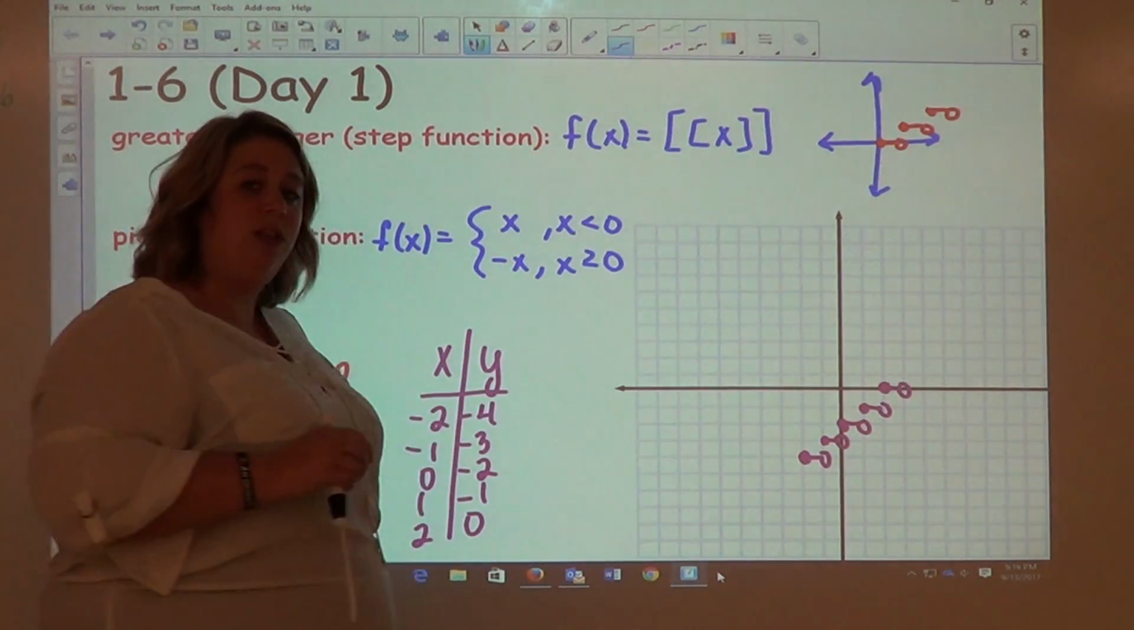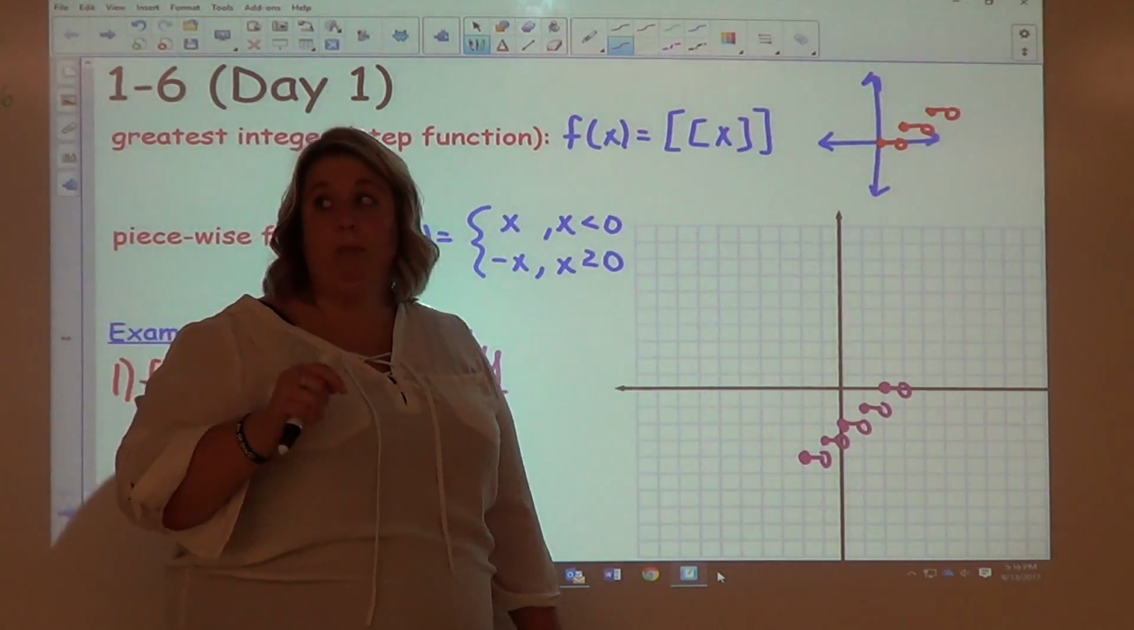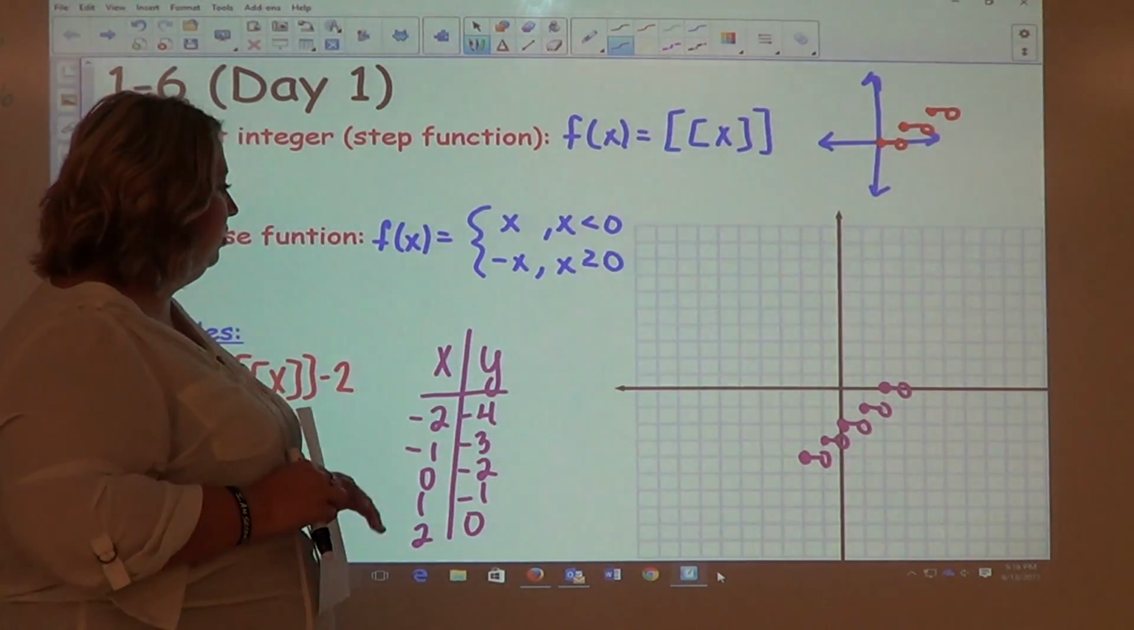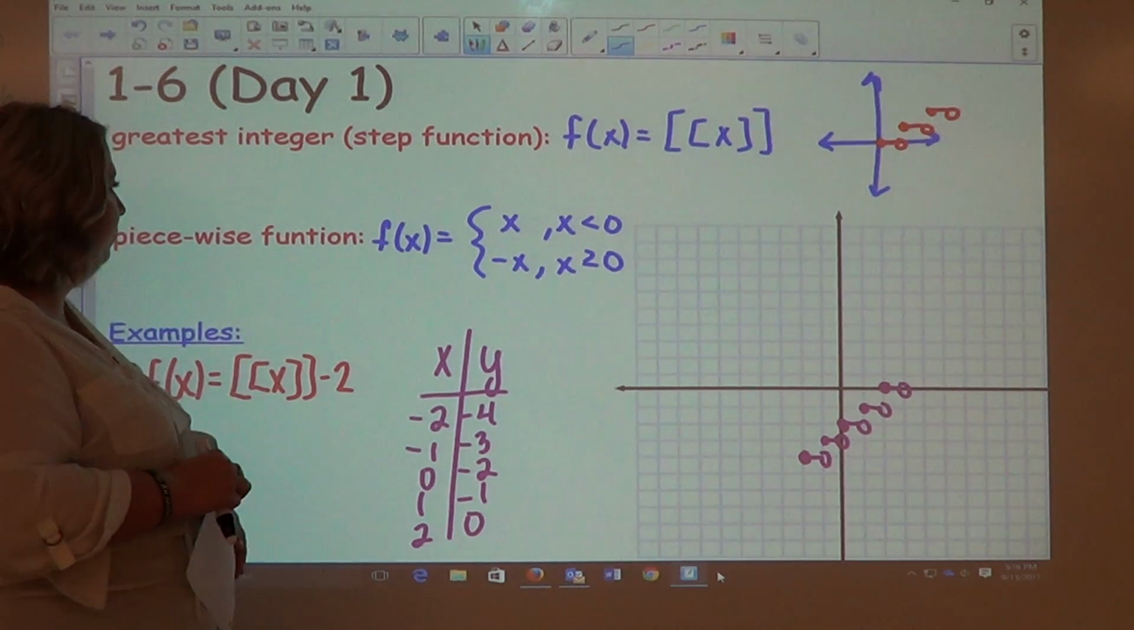Okay, I want you to do at least these 5 points. If you want to put more points on it, then that's totally up to you. Okay, so there's your first example.